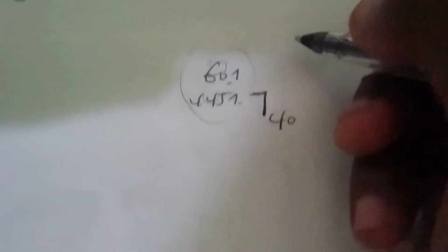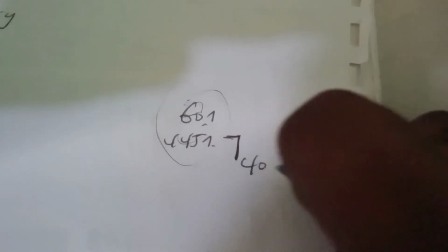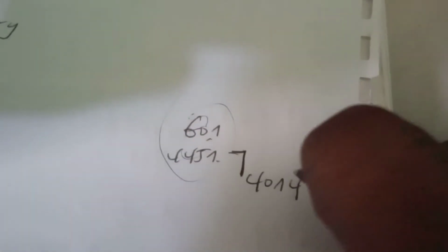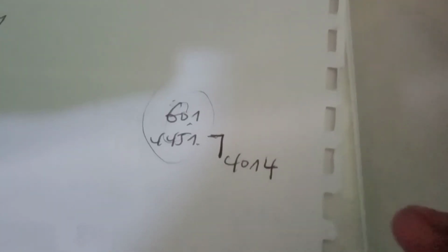Your supplier, which supplier was it? You need to identify the supplier. The account 4014, it was supplier 4014. Now after you have gone and taken the goods, now you have sold the goods.